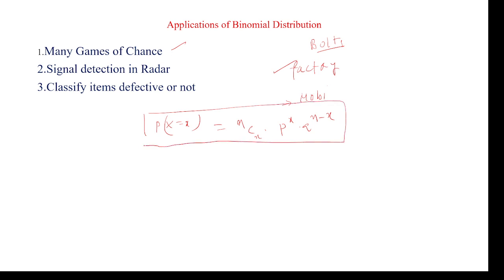Let us go with one example. If you toss a coin 5 times, what is the probability of getting exactly 2 heads? According to the binomial distribution, if you toss a coin, the probability to get head is p equal to 0.5, or else 1 by 2.